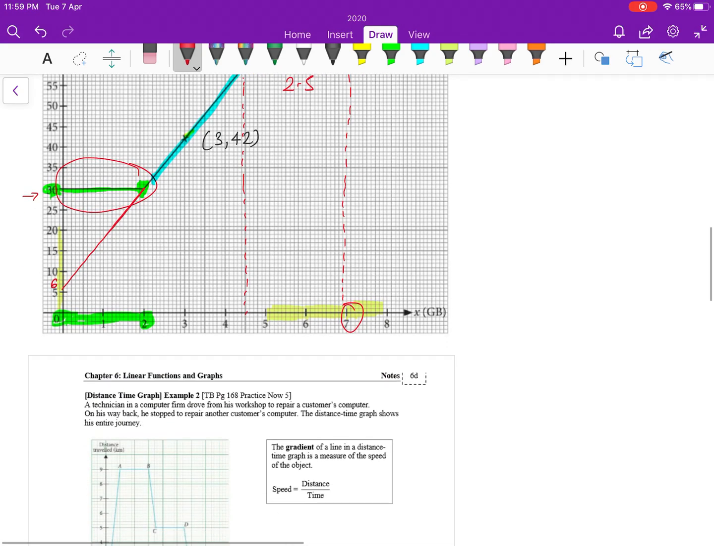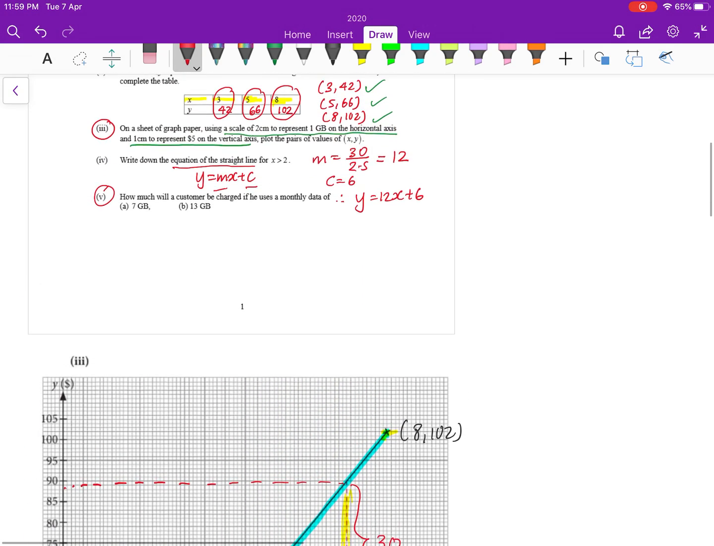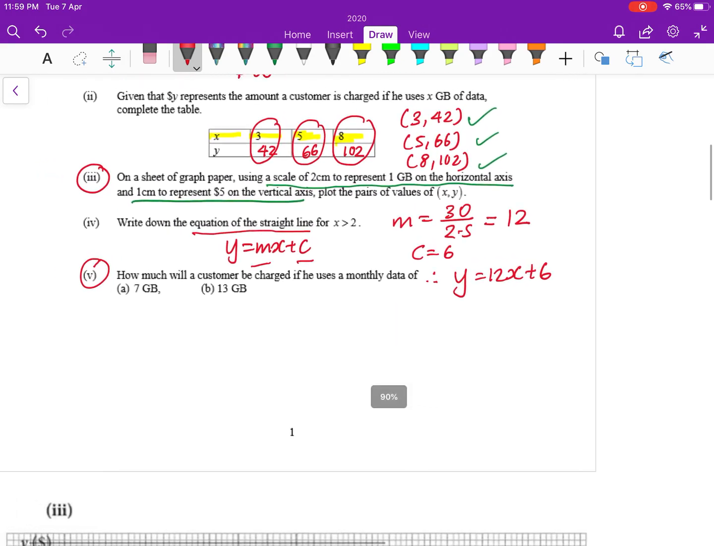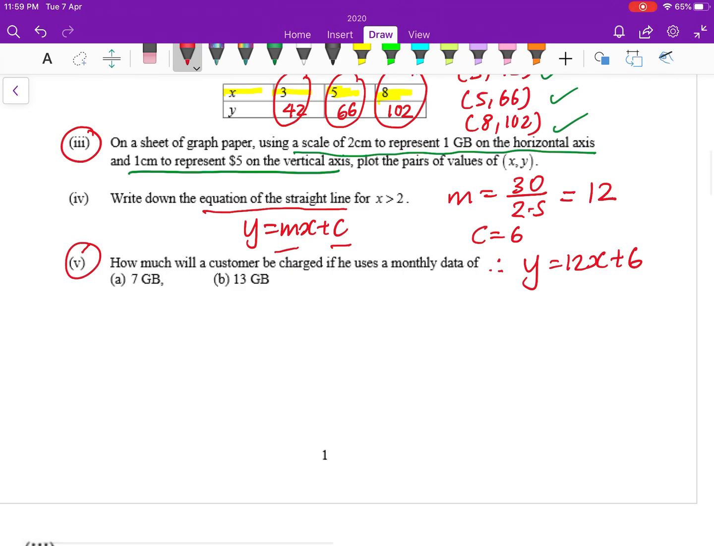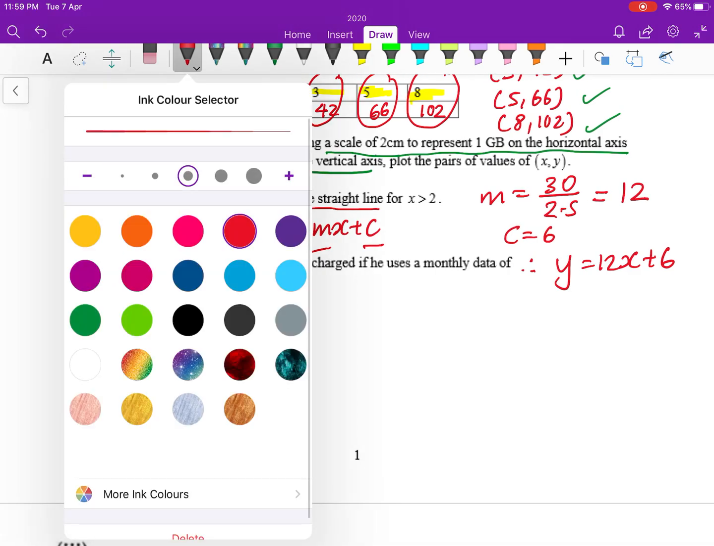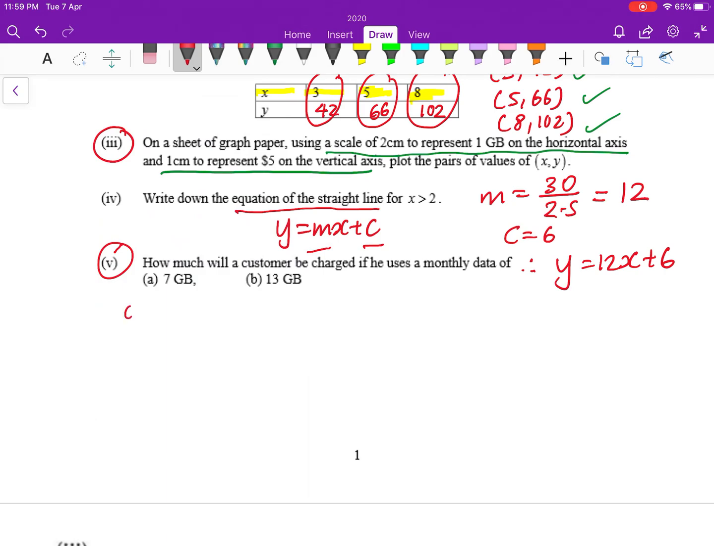$90, correct. But 13 I cannot. Unfortunately, I thought the graph would be useful for this question, but you cannot. For part a, from the graph, when x is 7 gigabytes, you can read that the y value is 90. This is method 1.